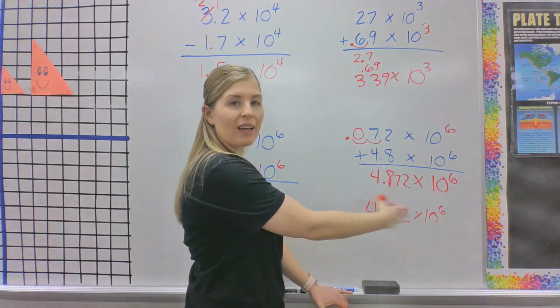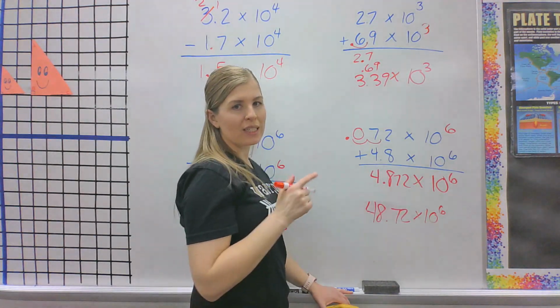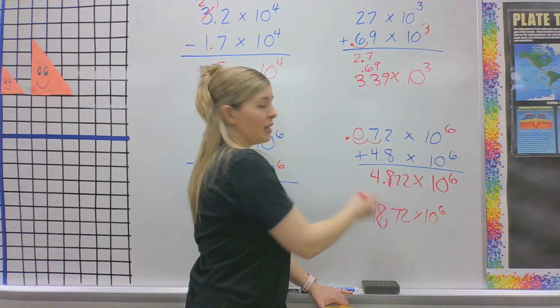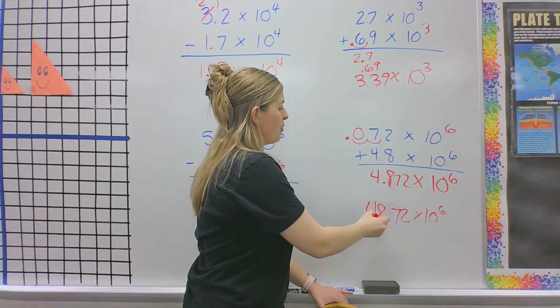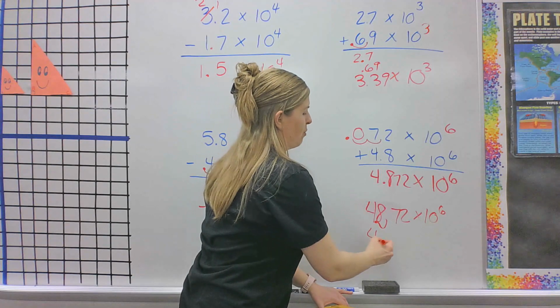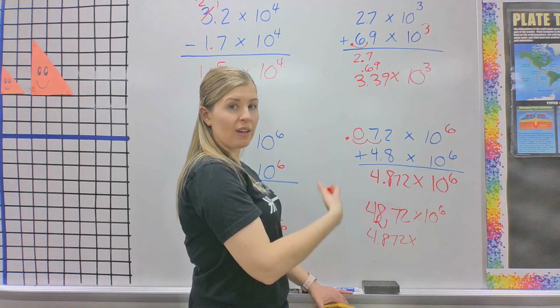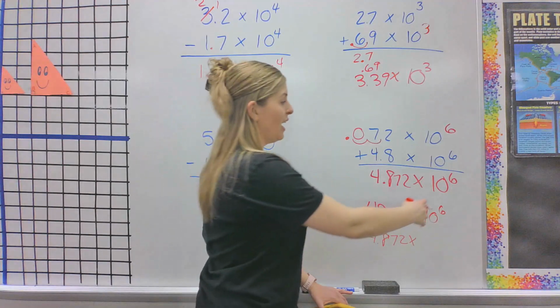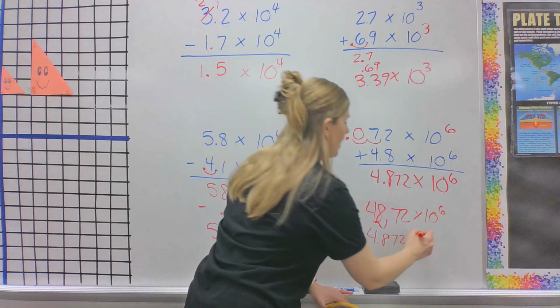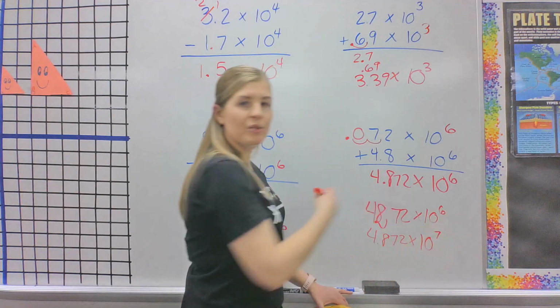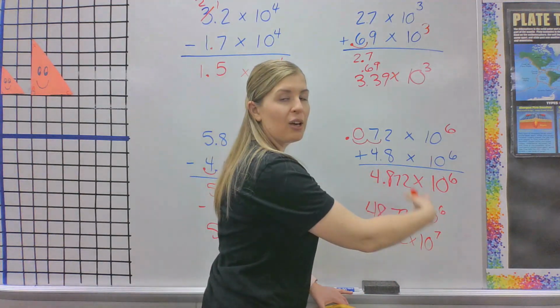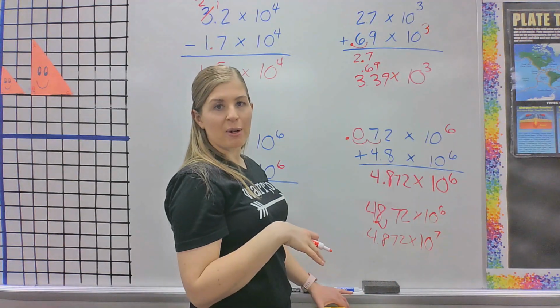If you got a number where the first number is not between 1 and 10, you would just, keeping the digits in the same order, move the decimal over. So it'd be 4.872. And then if you move it one more over, you're going to have to add 1 to the exponent, right? So you do times 10 to the 7. So that way, when we multiply it all out, it becomes the same number.